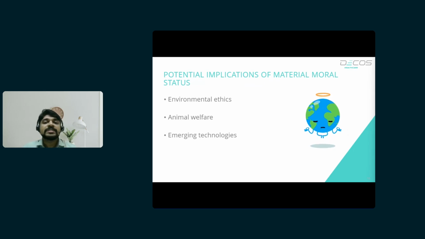Let's take a moment to consider the potential implications of assigning moral status to materials. Even though the concept of moral status of materials is still under debate, it opens the door to fascinating ethical considerations. Here I can give you some potential implications regarding environmental ethics. If materials have a moral status, it could strengthen arguments for sustainable resource management and reducing pollution.